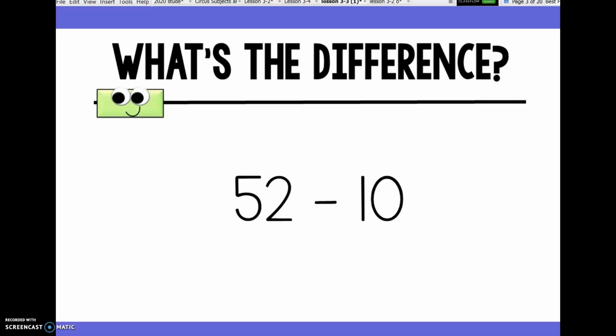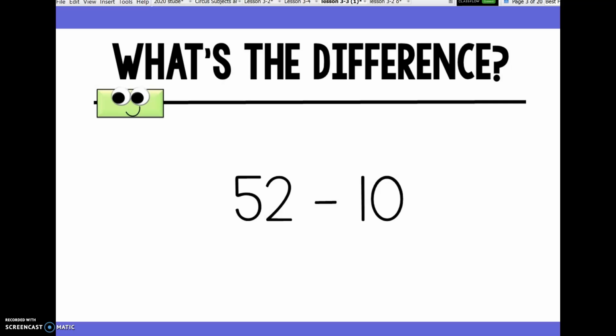First, a number talk. What's the difference with 52 minus 10? Well, you might be quite comfortable counting by tens forward, and if you're comfortable counting by tens forward, you might be able to do it backwards. So if I'm counting by tens backwards and I start at 52, count back 10, 42.